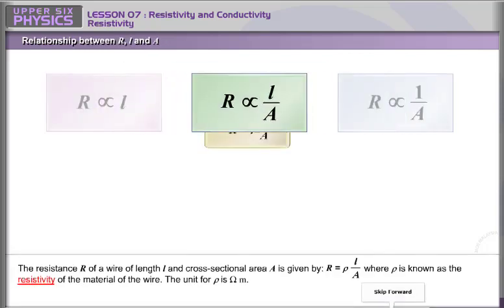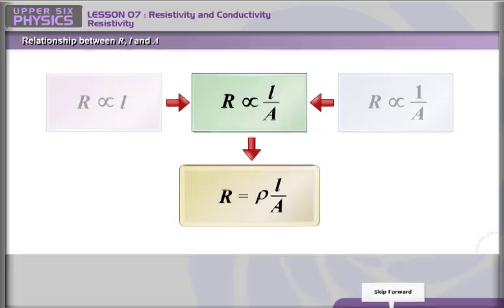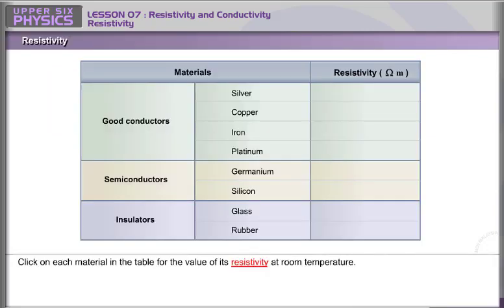The resistance R of a wire of length L and cross-sectional area A is given by R equals ρL over A, where ρ is known as the resistivity of the material of the wire. The unit for ρ is ohm meter. Click on each material in the table for the value of its resistivity at room temperature.